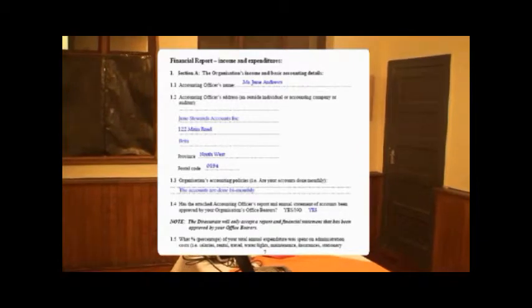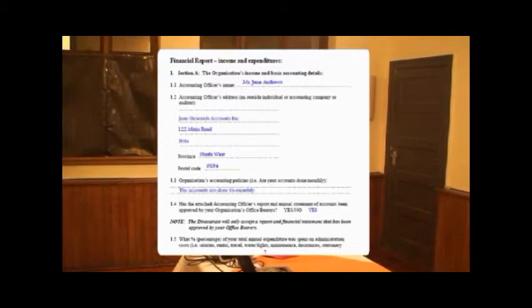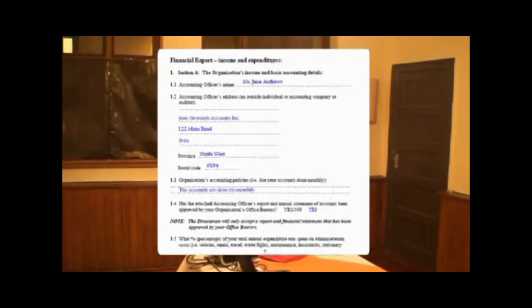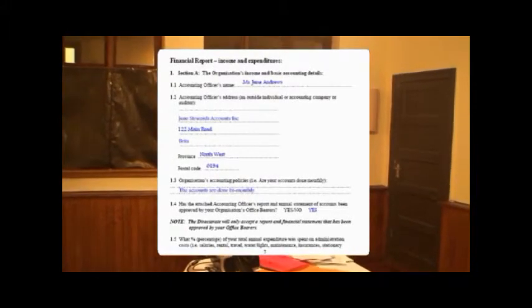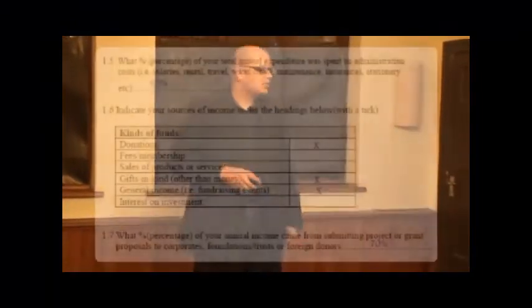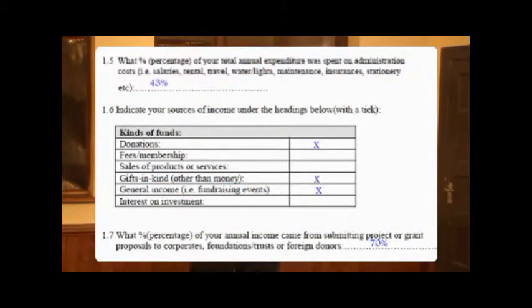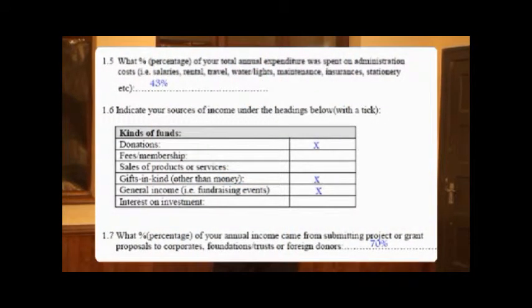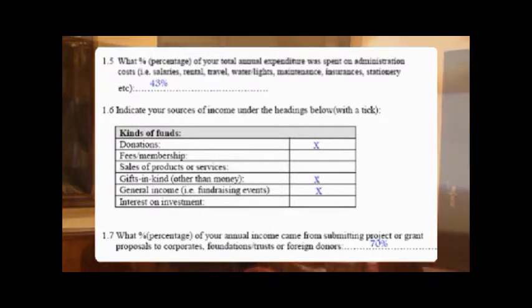The director will only accept a report and financial statement that has been approved by office bearers. So you must confirm in the report that it has been approved by the office bearers. And that's also why it wouldn't be advisable for the accounting officer or the auditor to just send it directly to the NPO director. Then they ask what percentage of your total expenditure was spent on administration costs. For example, salaries, rental, travel, water, lights. That's easy to determine once your financial report has been prepared.